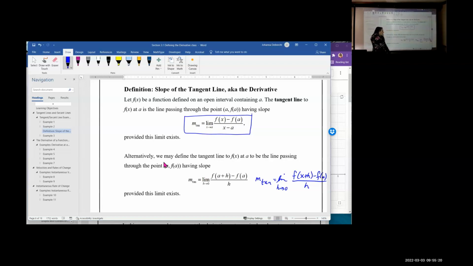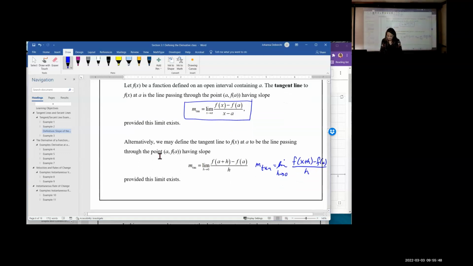Okay. So we have the slope of the tangent line and this formula, the limit as x approaches a of f of x minus f of a over x minus a, where a is a fixed point and x is getting closer to it. And this one we're calling x a plus h. And then the difference between the values is h. And as h gets smaller and smaller, the tangent line is what results from the secant line.